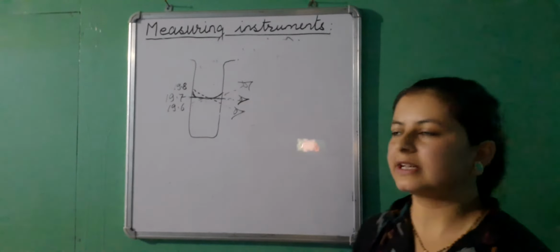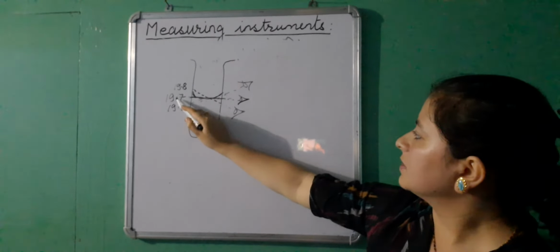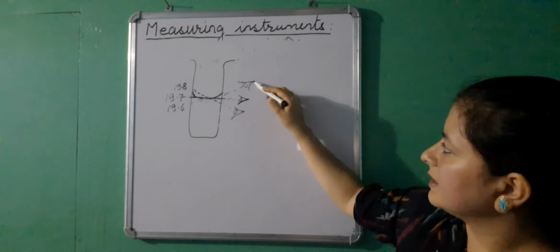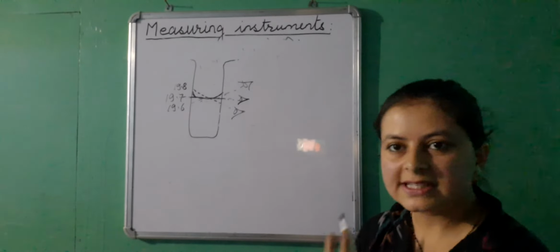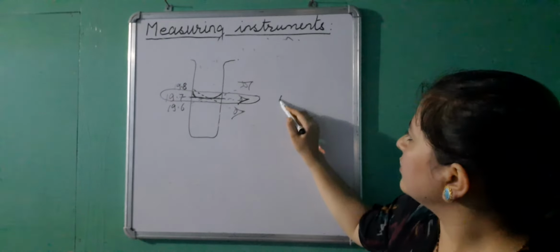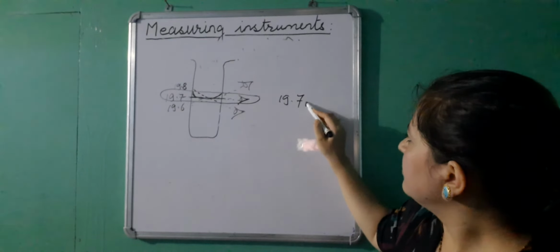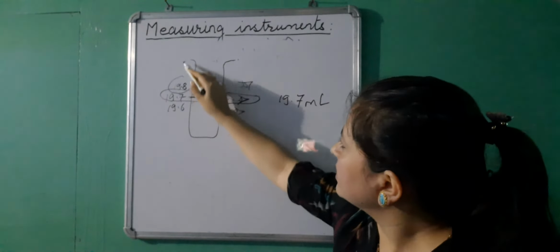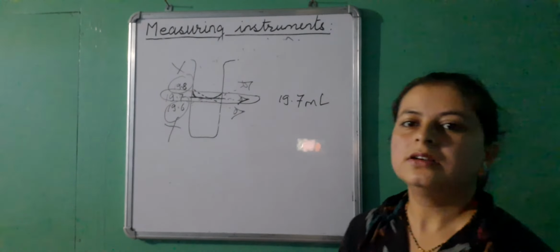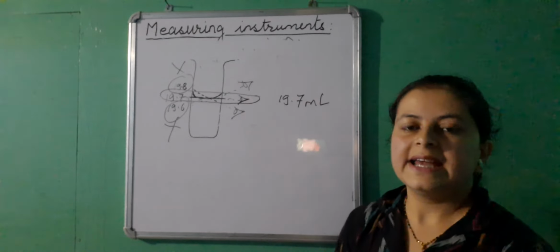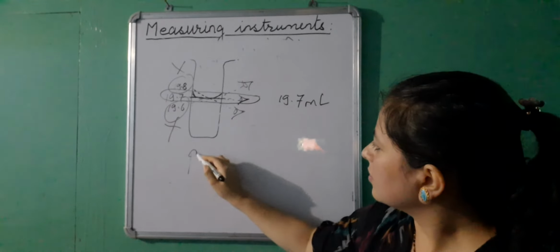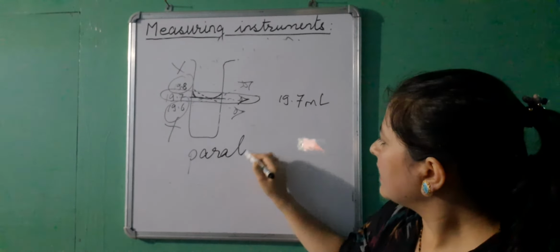Now which one is correct? The person who is placing his eyes right in front of the meniscus, or the persons who are placing their eyes at an angle? Obviously the person who is placing his eyes straight. So the actual value is 19.7 milliliter, and the observed value for this person is wrong. This person has also taken the wrong observation because they have given rise to an error that is commonly called parallax error.